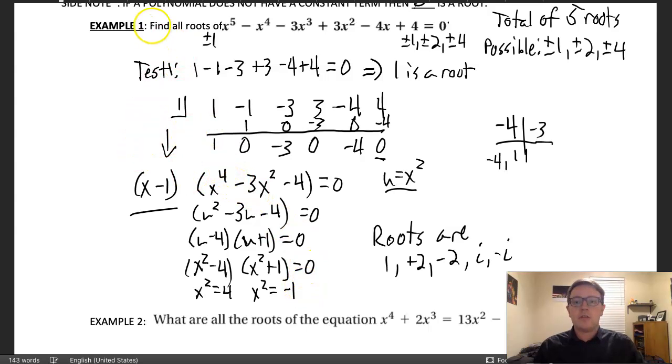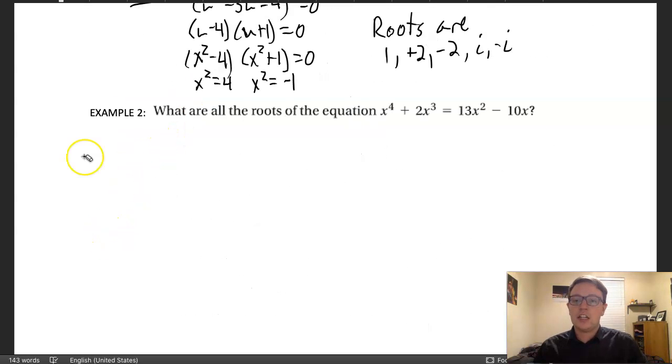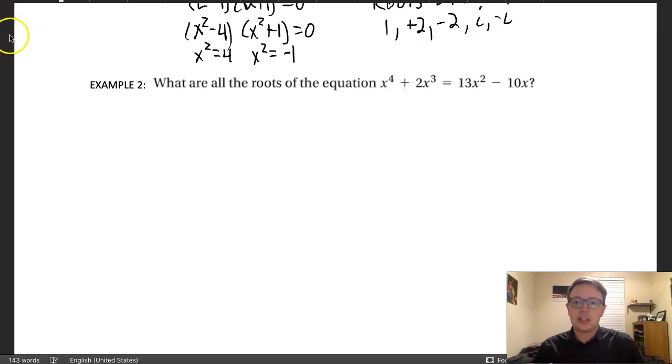So all we're doing now is looking for all of the roots using whatever tools we have in our toolbox. We're just going to be little carpenters here. All right, now let's move on to this next one here.